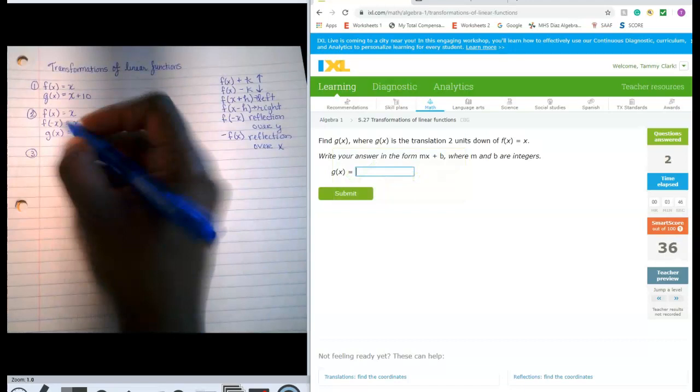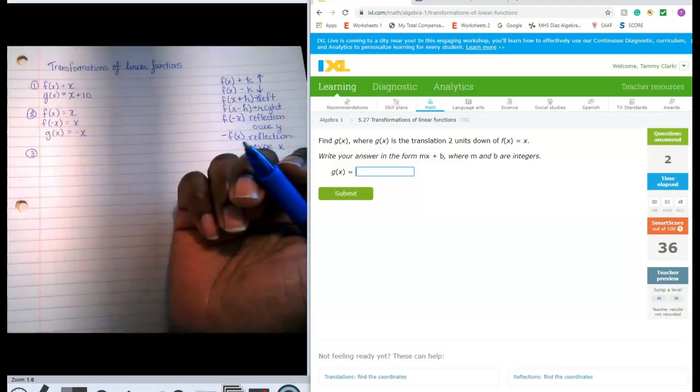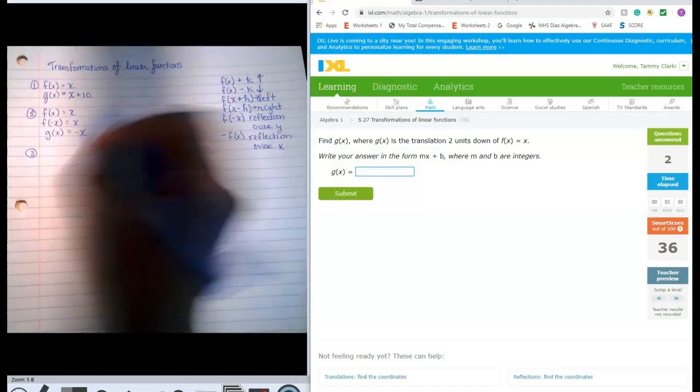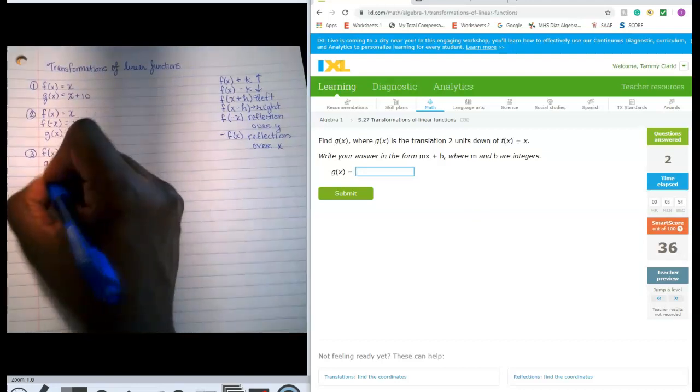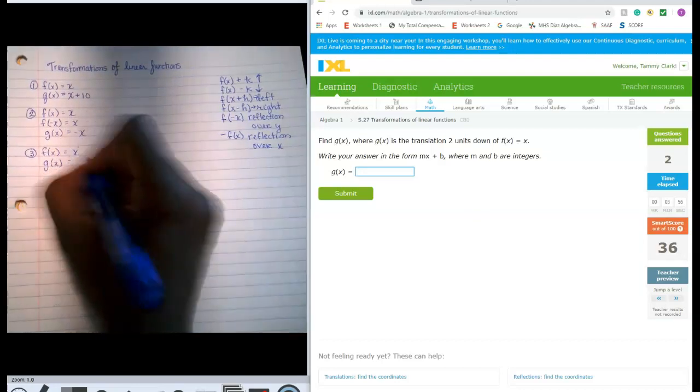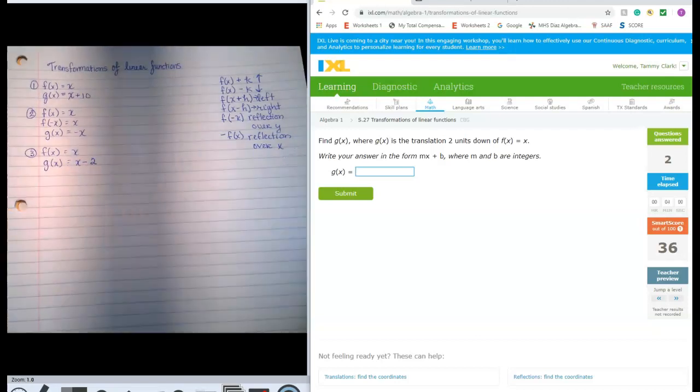Number 3, find g of x where g of x is a translation 2 units down of f of x equals x. So g of x, I'm simply just moving my function down 2. So that would just be minus 2. So x minus 2.